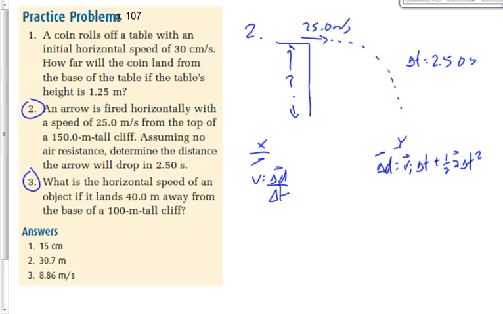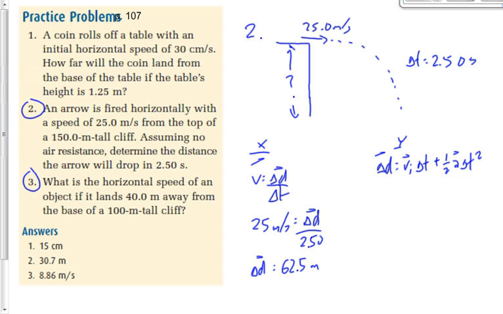Yeah, gravity is acting vertically, not horizontally. There's a force of gravity pulling it down, causing it to speed up as it falls downwards. All right, let's plug some numbers in here. Horizontal velocity, 25 meters per second. Displacement, we don't know. Time, hey, look, we got that: 2.50 seconds. When we solve for delta d here, it works out to be 62.5 meters.